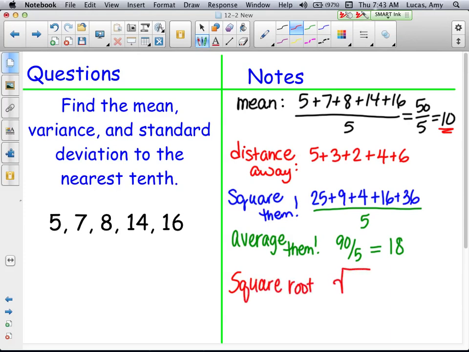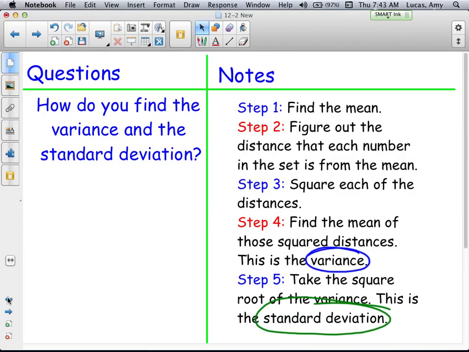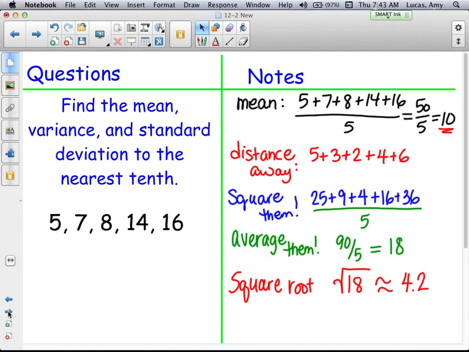So square root of 18 is approximately 4.2. So, to remind you which statistic is which, the variance was the mean of the squared distances, and the standard deviation was the square root of the variance. So, 18 is our variance, and 4.2 is our standard deviation. And we're done.